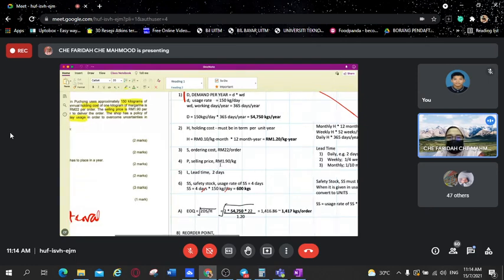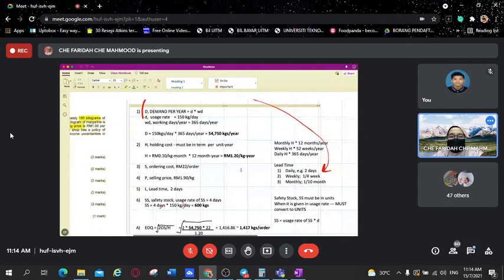So the same thing here, if you can see, I can't even move the mouse because it keeps on loading. Okay, the same format of the questions, but I add in the lead time.